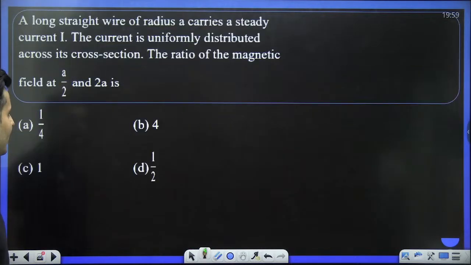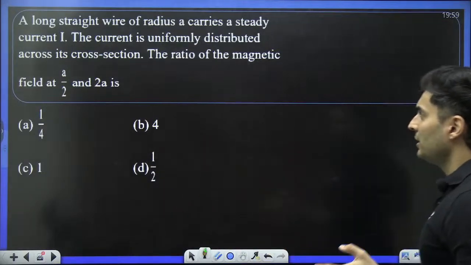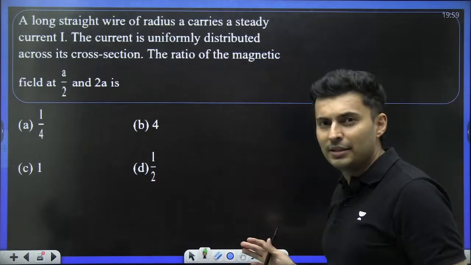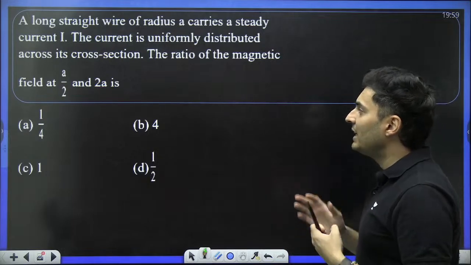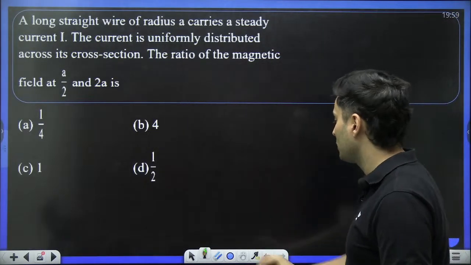Moving on to the next question. A long wire of radius A carries some current. Current is uniformly distributed. What is the ratio of the field at half the distance of the radius and twice the distance of the radius?